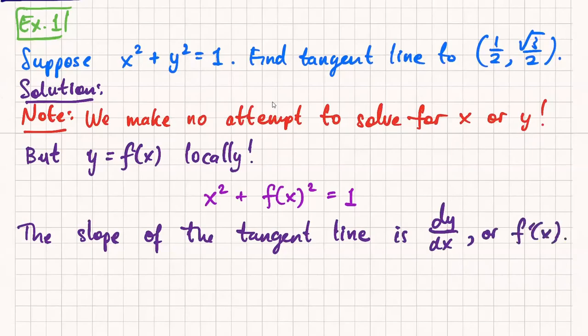Now, how are we going to extract f prime of x here? We are not going to solve for f of x and then differentiate. We are going to use this equation directly. And so we can find f prime of x by simply differentiating everything in sight and then solving for f prime of x.